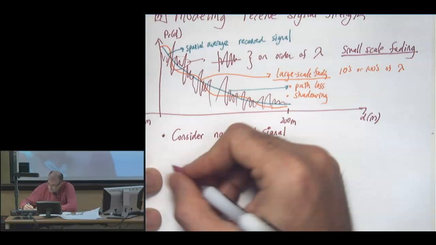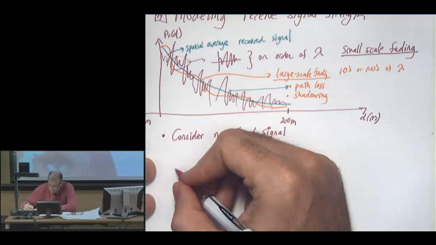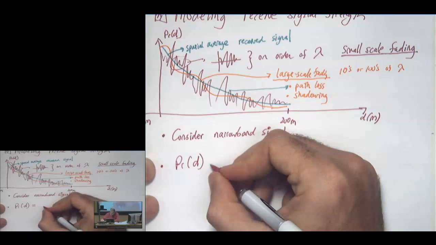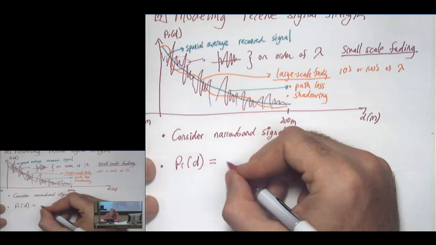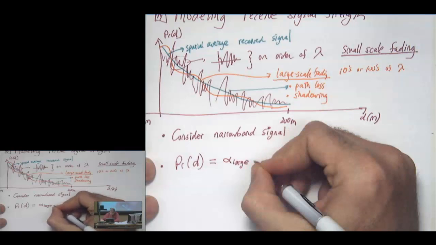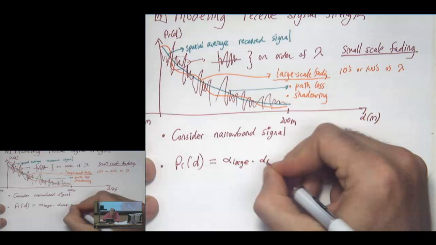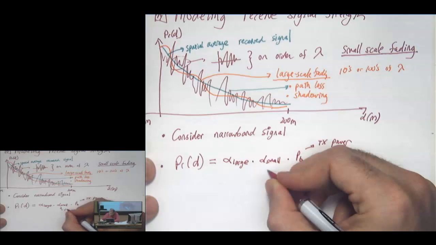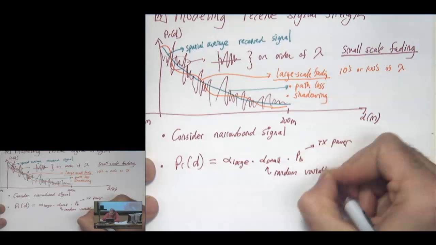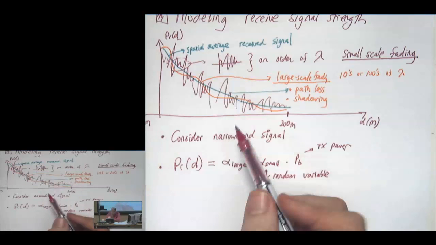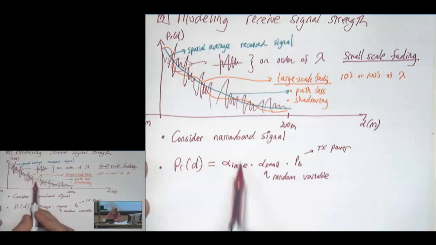A model for the received signal power that we will often write here is something like this: the received power at a given distance is equal to a product between a large-scale random variable, a small-scale random variable, and the transmit power. So this random variable here is going to represent this variation about the mean. The large-scale random variable is going to represent this variation around the mean.